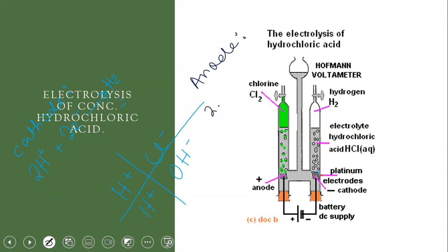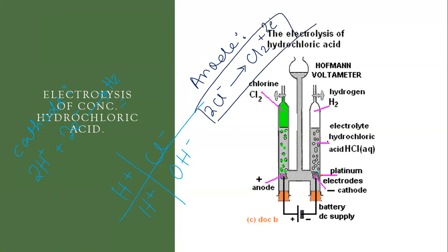What will my equation be? 2Cl minus, with an arrow, Cl2, plus 2e minus. Correct. Good job. So you are going to get hydrogen gas at the cathode and chlorine gas at the anode.